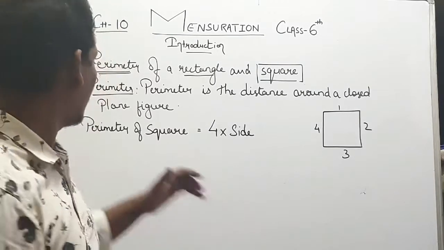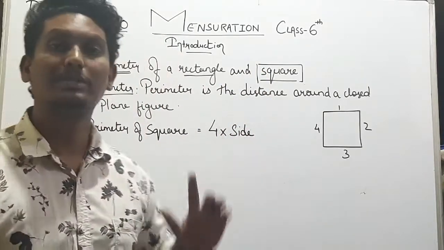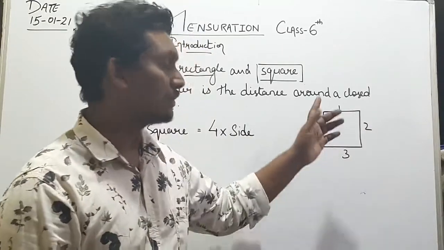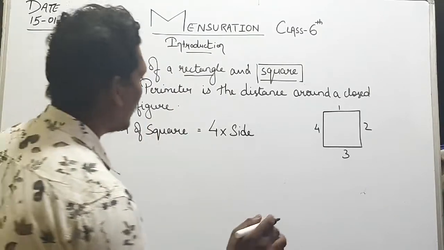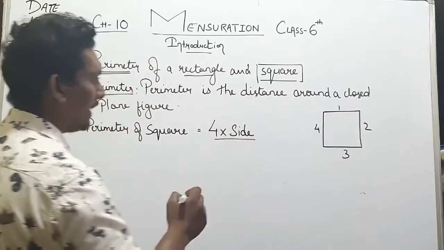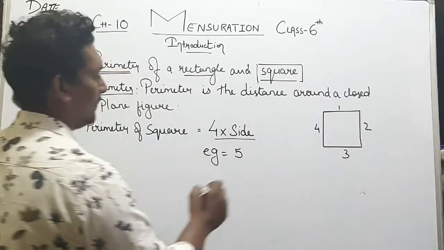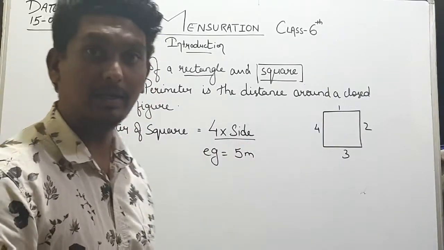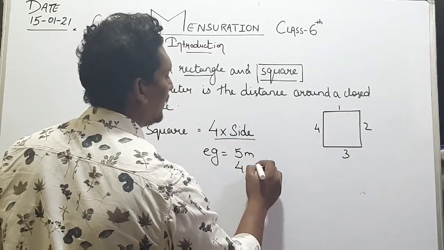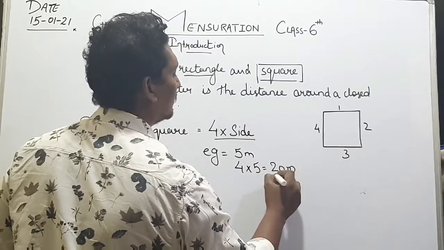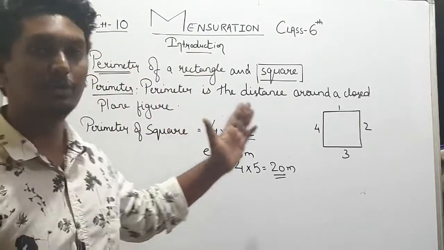Now come to the perimeter of square. The formula is very easy: 4 into side. This is the square. A square has how many sides? 4 equal sides, right? If you have to find the perimeter, the formula is 4 into side. Suppose the side is given as 5 meter. You have to find the perimeter, so 4 into 5, that is 20 meter. So this is all about perimeter of square.